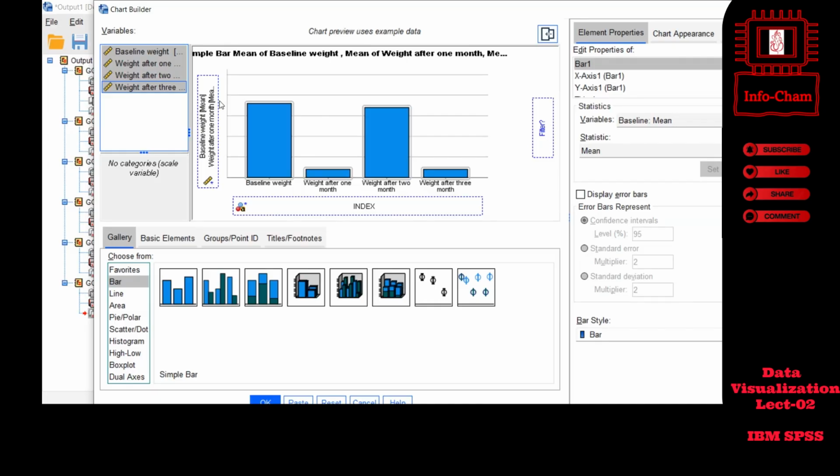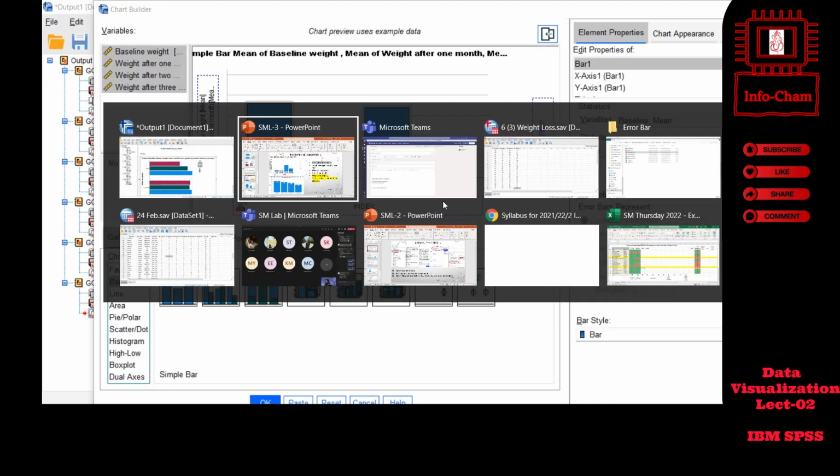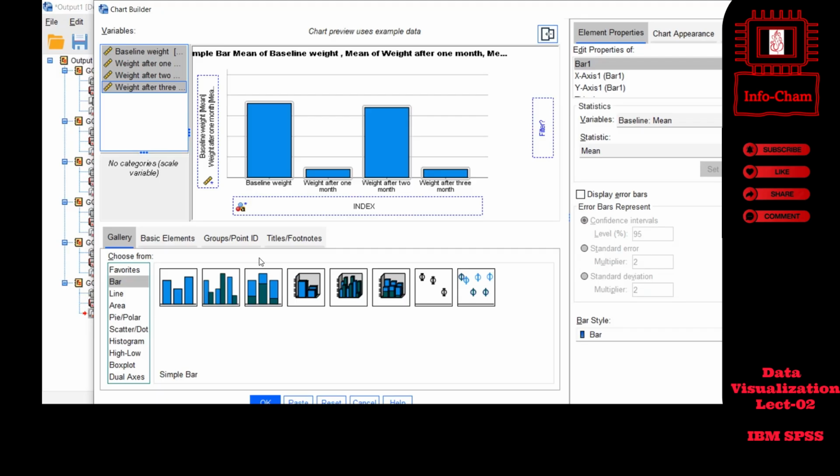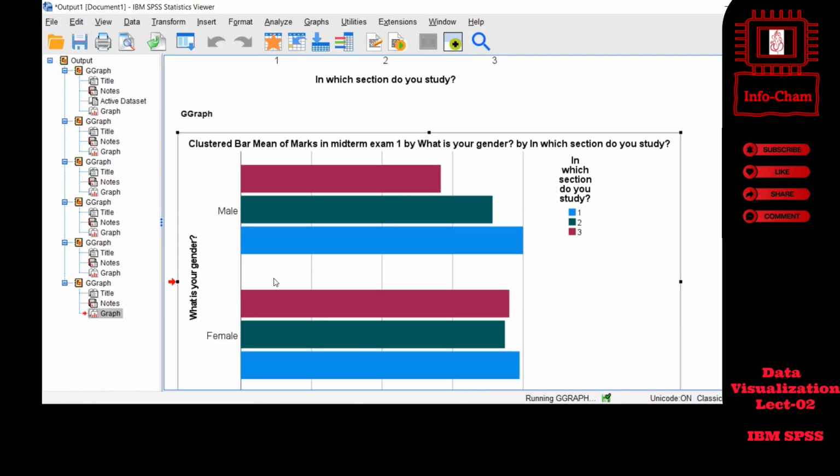Remember, right? So in this example, I put it over the y-axis. Automatically, it will create an indexing. Indexing means like an array. It is a collection of different types of values here. Can you see baseline for the starting and weight after 1 month, weight after 2 months, and weight after 3 months, right? So the same you can consider here. So in that case, you can create a bar easily. Okay, so it will create a graph for you.